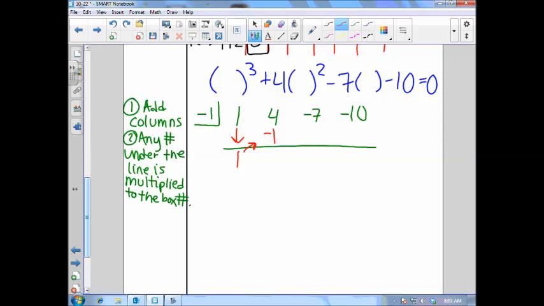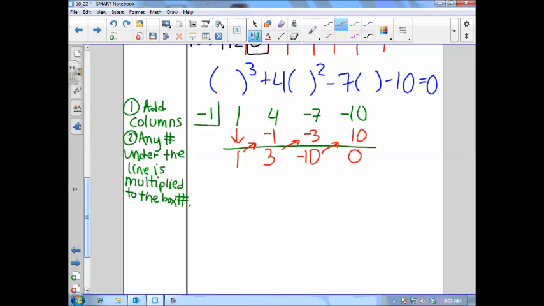Okay, then we add up the column again. 4 plus -1 is 3. Anything underneath the line, we multiply to the box, right? So Cassie, what do we get for our value underneath the 7? 3 times -1 would be -3. Good, and then we add them up, which is -10. Multiply to the box, and we get +10. Add them up, and we get 0, which is what should happen.